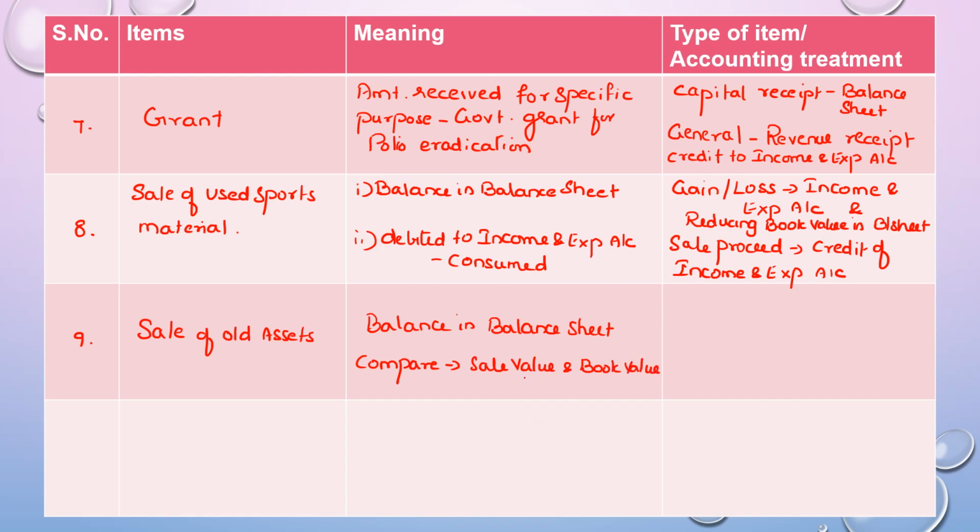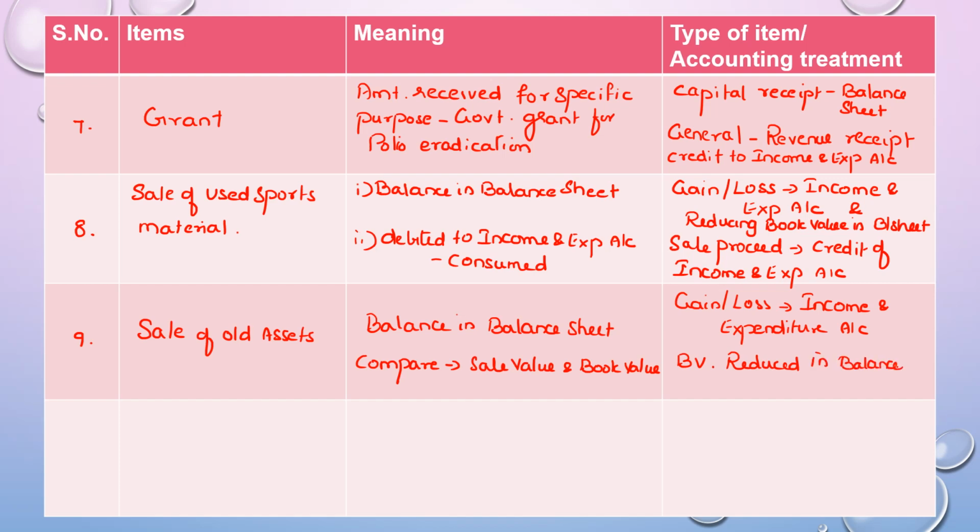When would it be gain? When the sale value is greater than the book value. You are selling for more than the book value, it is a gain. If the sale value you are getting by selling it is less than the book value, it results in a loss. So we compare it and then whatever is the gain or loss, that would be credited to or debited to the income and expenditure account. And the book value would be reduced in the balance sheet.